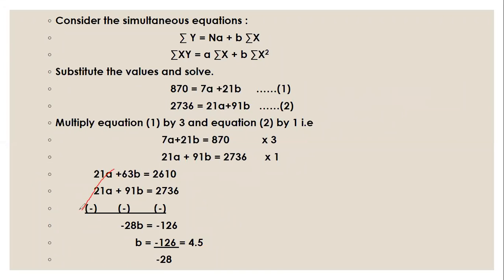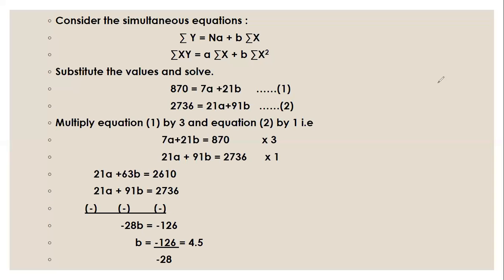Now cancel 21A and 21A, and then 63 minus 91 is minus 28B, 2610 minus 2736 is minus 126. So B is equal to minus 126 divided by minus 28. So the value of B is 4.5. Okay, the value of B is 4.5.